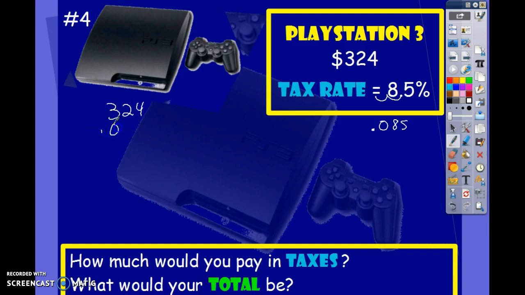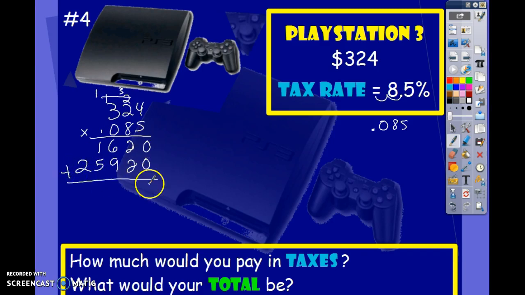$324 multiplied by 85 thousandths. 5 times 4 is 20. 5 times 2 is 10 plus 2 is 12. 5 times 3 is 15 plus 1 is 16. 0 placeholder. 8 times 4 is 32. 8 times 2 is 16 plus 3 is 19. Carry the 1. 8 times 3 is 24 plus 1 is 25. Then we will add that. We get 0, 4, 15. Carry the 1. 7, 2. We kicked out the decimal 3 places, so we need to kick it back in 3 places. So I get $27.54. So that's going to be my tax.